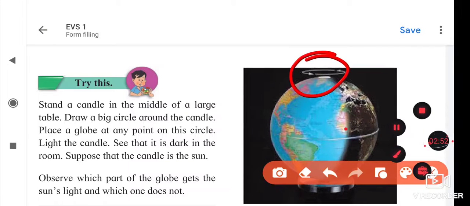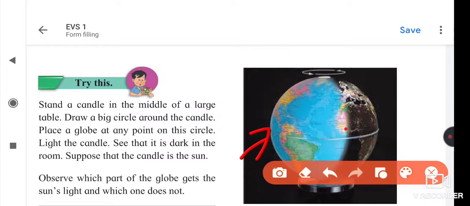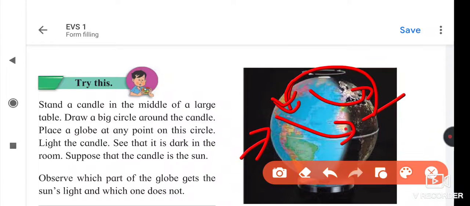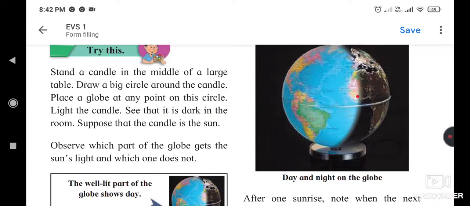Here, okay, it rotates around its central axis. Due to this, the day happens on this side and night on this side, and due to its rotation, earth moves from this side. So this part comes to this side. Due to this rotation, day happens at each and every place of the earth. Okay, now we will read this.